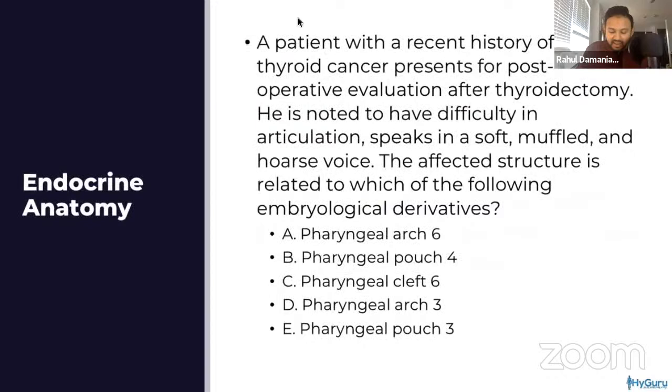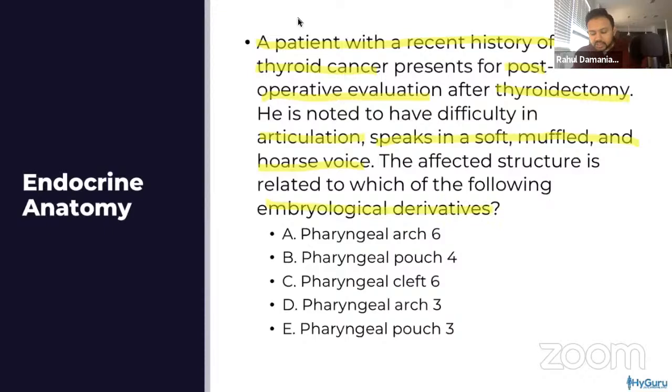All right, here's another question that relates to endocrine anatomy. A patient with a recent history of follicular thyroid cancer presents for post-operative evaluation after thyroidectomy. He is noted to have difficulty in articulation, speaks in a soft, muffled, and hoarse voice. And the question is, the affected structure is related to which of the following embryologic derivatives?